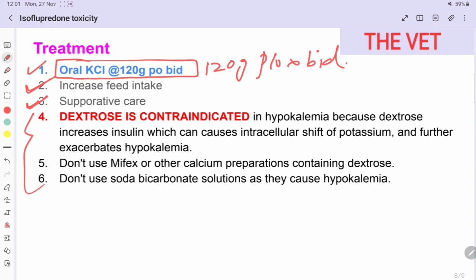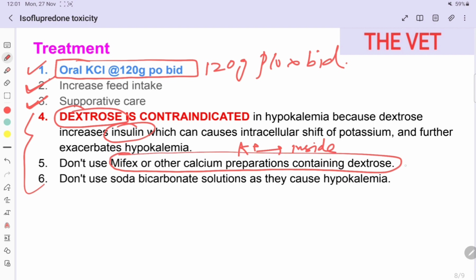The contraindications in this treatment protocol are: dextrose is contraindicated because when we give dextrose, there is a release of insulin, which causes potassium to go inside the cells, which exacerbates the hypokalemia. Also, we should not use Mifex and calcium preparations containing dextrose. We know that Mifex and other calcium preparations contain 20% glucose, and if we give them, there will be enough insulin and potassium will go inside the cells, and it will exacerbate the hypokalemia, and the animal will not recover.